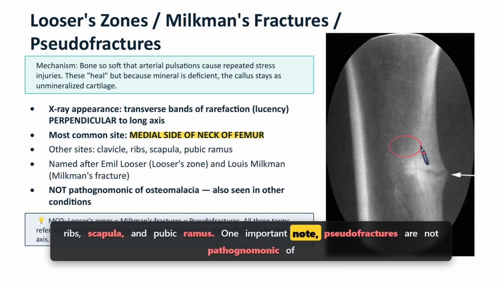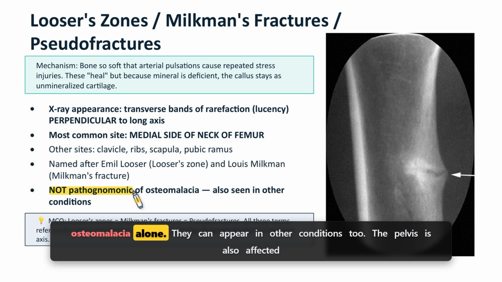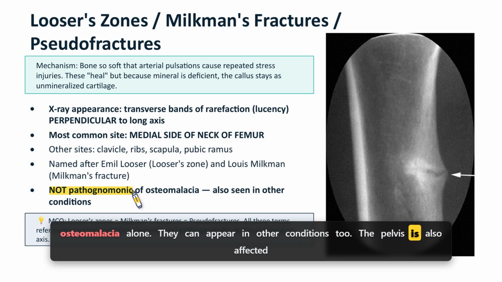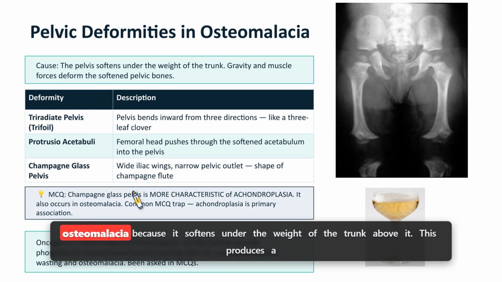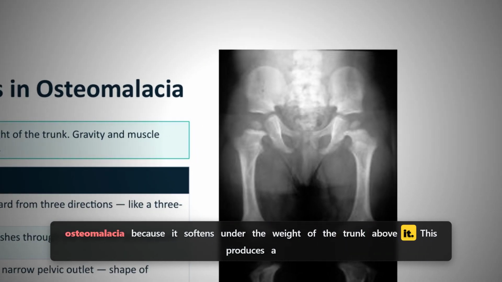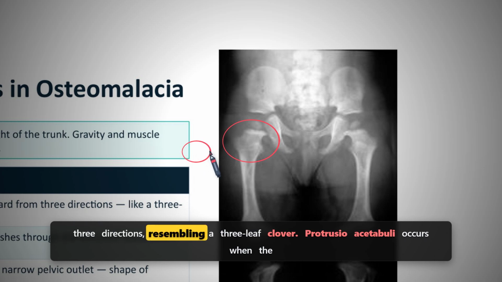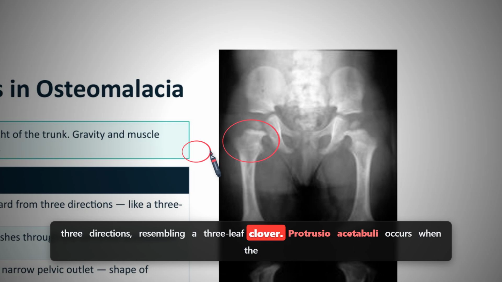One important note: pseudofractures are not pathognomonic of osteomalacia alone. They can appear in other conditions too. The pelvis is also affected in osteomalacia because it softens under the weight of the trunk above it. This produces a few distinct pelvic shapes. The triradiate or trifoil pelvis is one. The pelvis bends inward from 3 directions, resembling a 3-leaf clover.